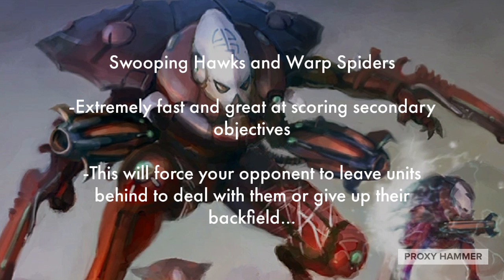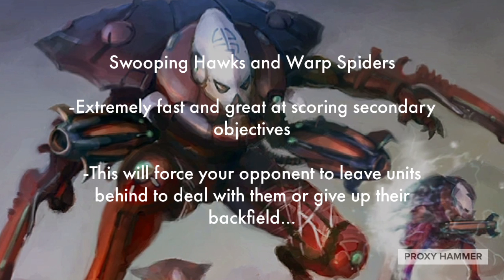What Swooping Hawks and Warp Spiders are great at doing, and how they control the board, is that they are great at scoring secondary objectives. Now, that might not seem like a board control tactic, but it actually is, because it forces your opponent to leave units behind to deal with them or give up their backfield as a result. Warp Spiders can move 24 inches, which is basically the whole board.